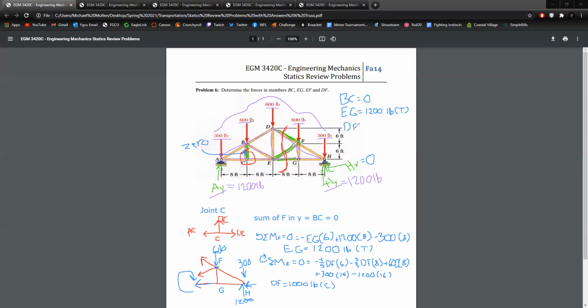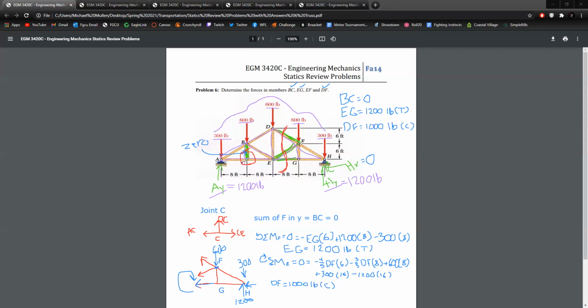So dF is equal to 1,000 pounds compression. So that's 3 down. We've got BC, EG, and DF. We just need to solve for EF, and then that'll be it for this problem.